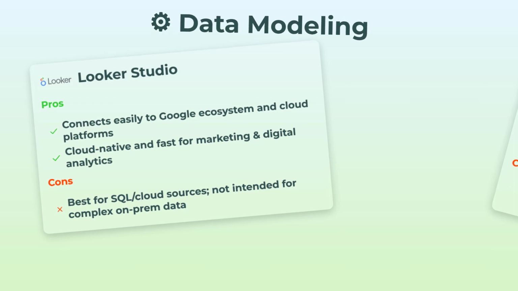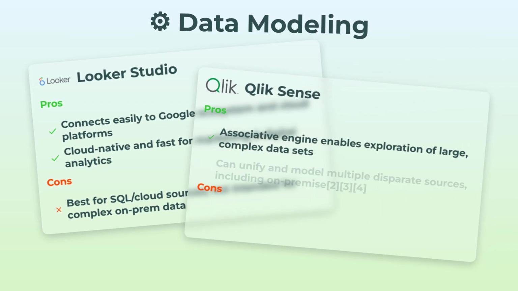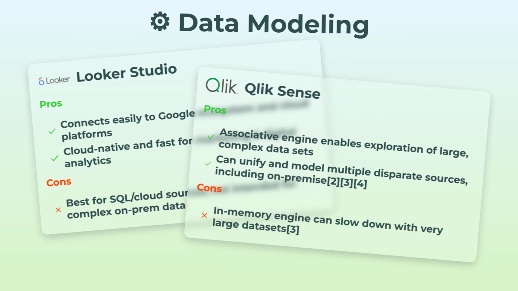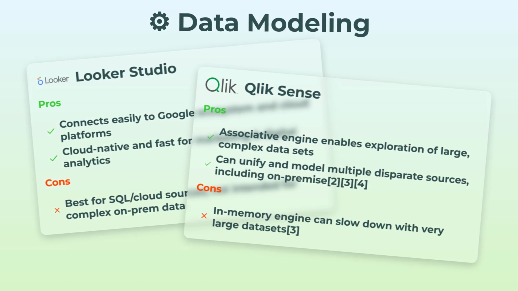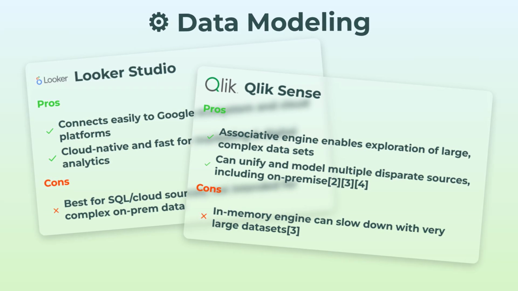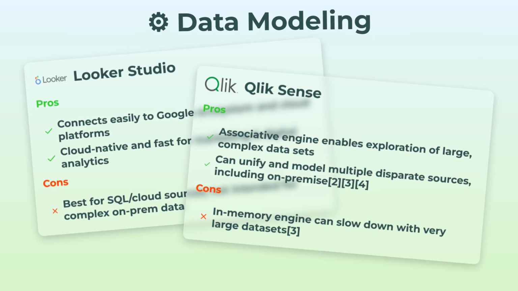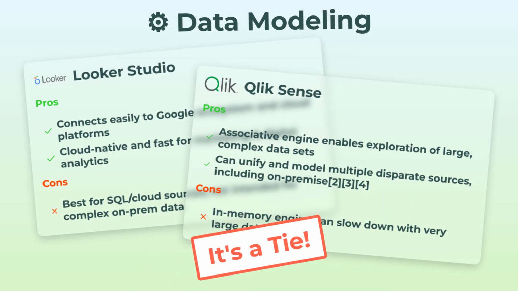Flipping to Qlik Sense, this is where things get spicy. The associative engine lets you mash up tons of sources, even on-prem, so exploring big, messy datasets feels doable. It's basically unifying at a whole different level. The flip? That in-memory engine can slow down when you go mega-sized with your data. Honestly, both rock in their own territory, so I'm calling this one a tie.